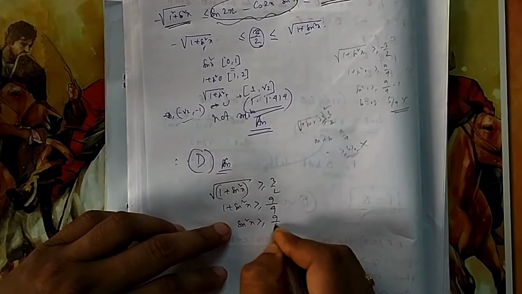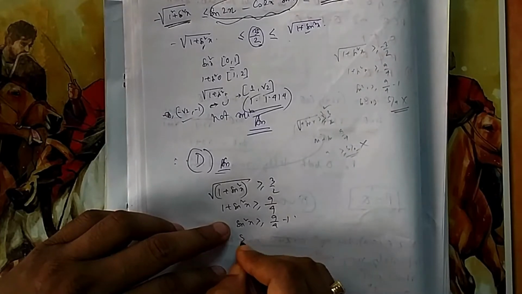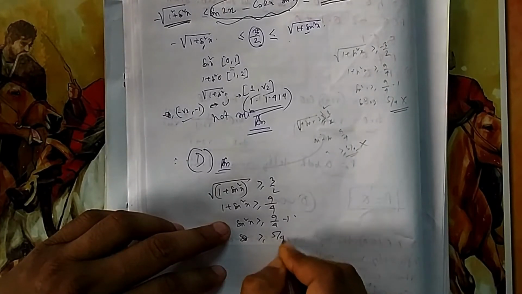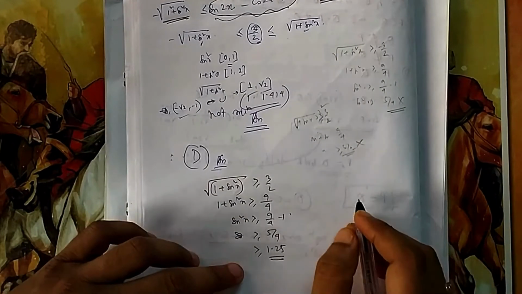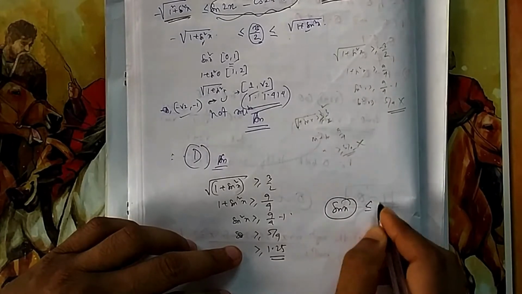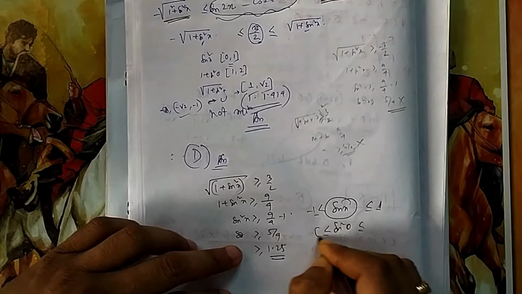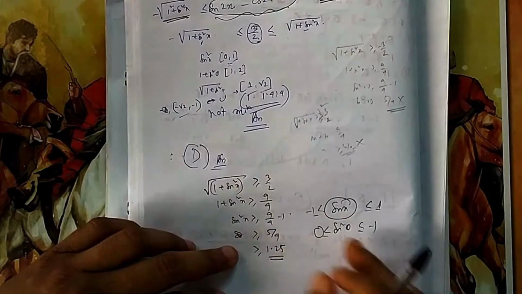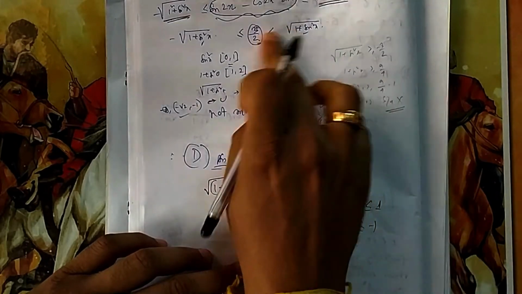So it will be 9 by 4 minus 1 by 4, which implies sine square x is greater than 5 by 4, which means it is greater than 1.25. Sine square is greater than 1.25. Is it possible? Not possible, because the maximum value of sin x is 1. Sin x lies between minus 1 and 1, so sin square x lies between 0 and 1. No negative is there. So obviously sin square x cannot be greater than 1.25. So this will not give me any range.